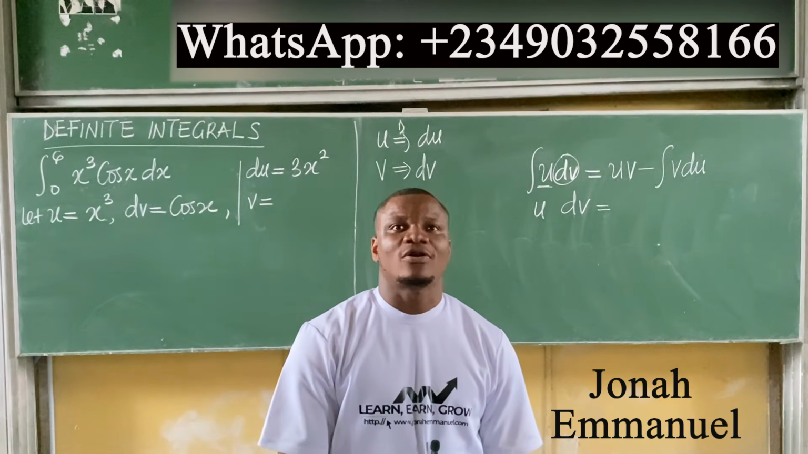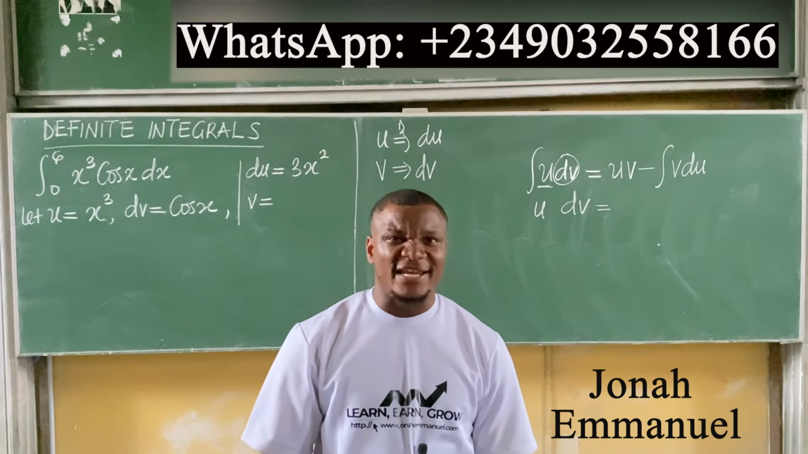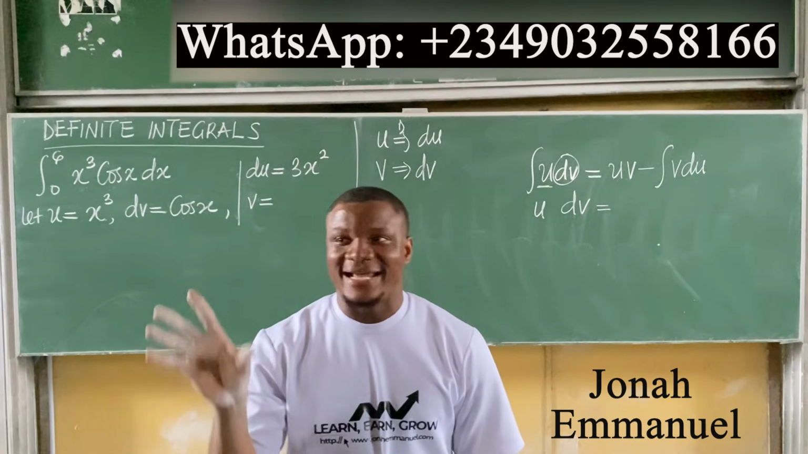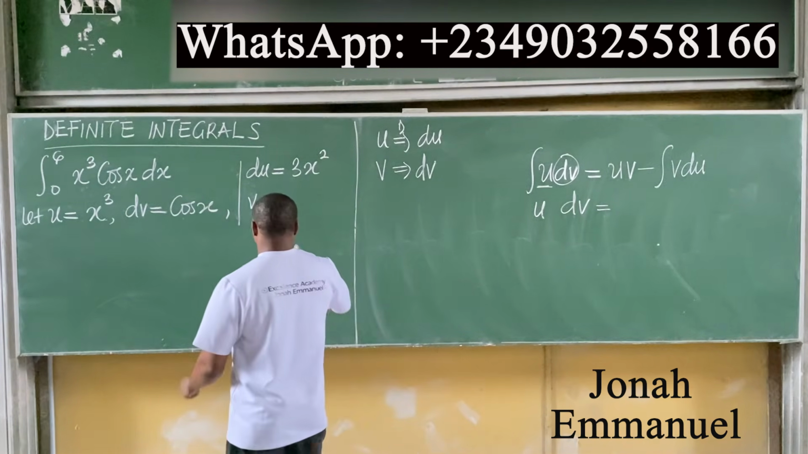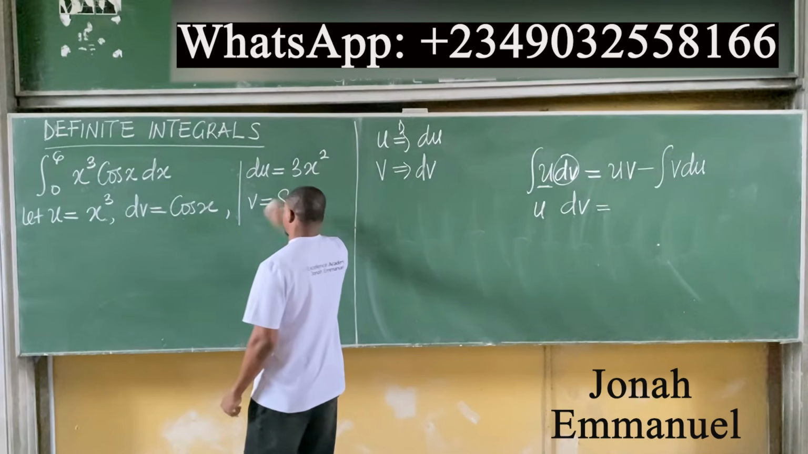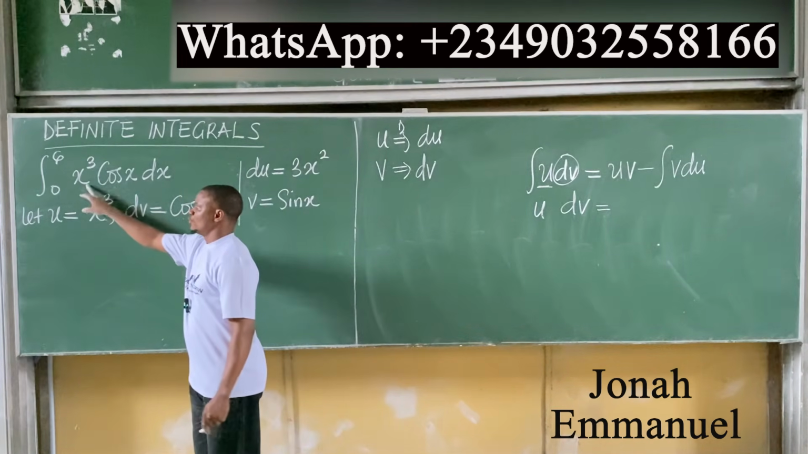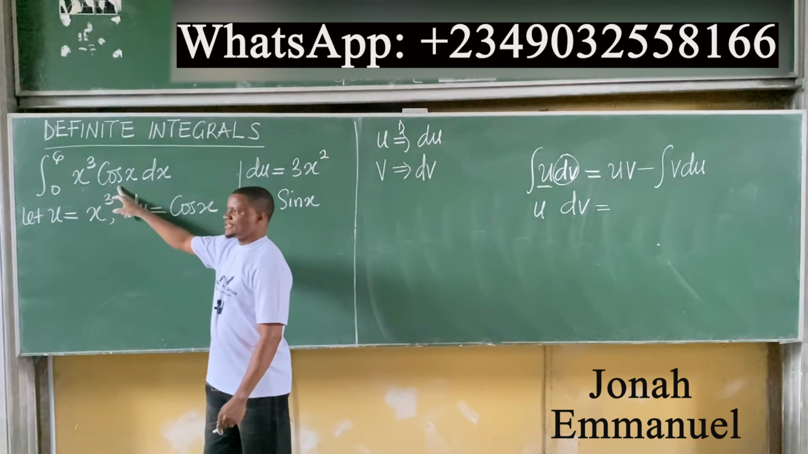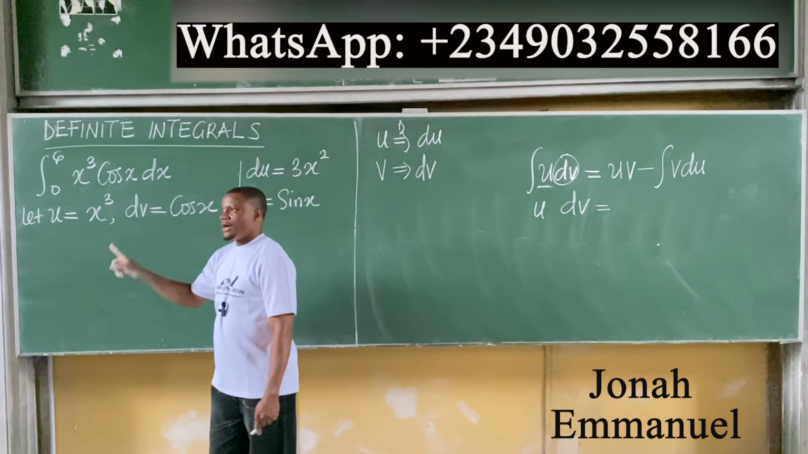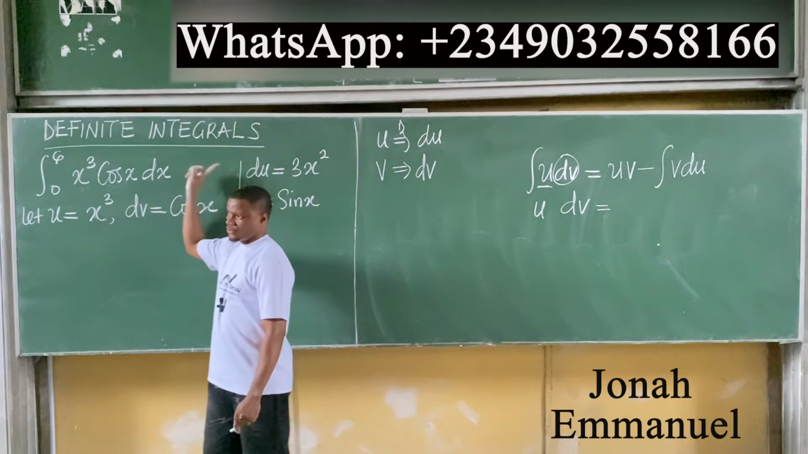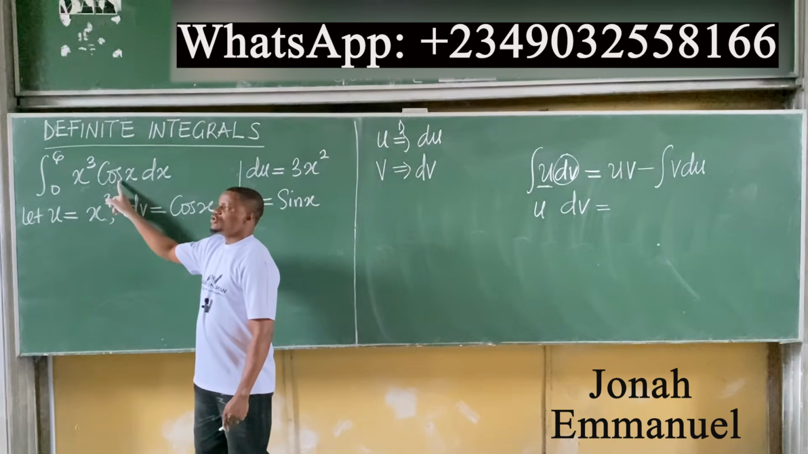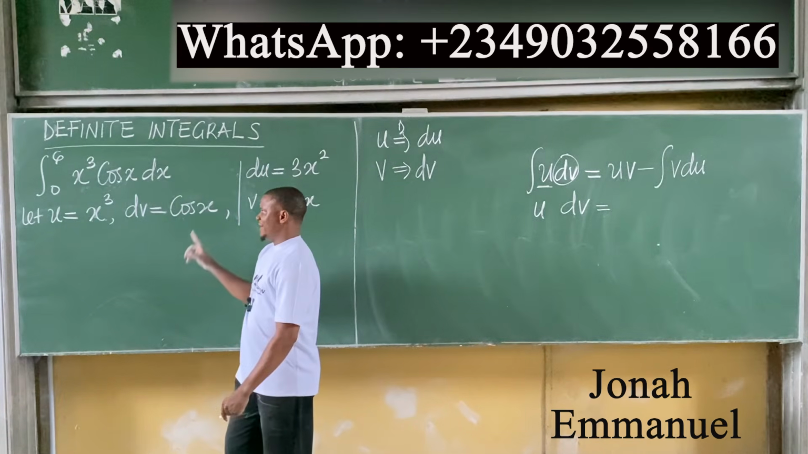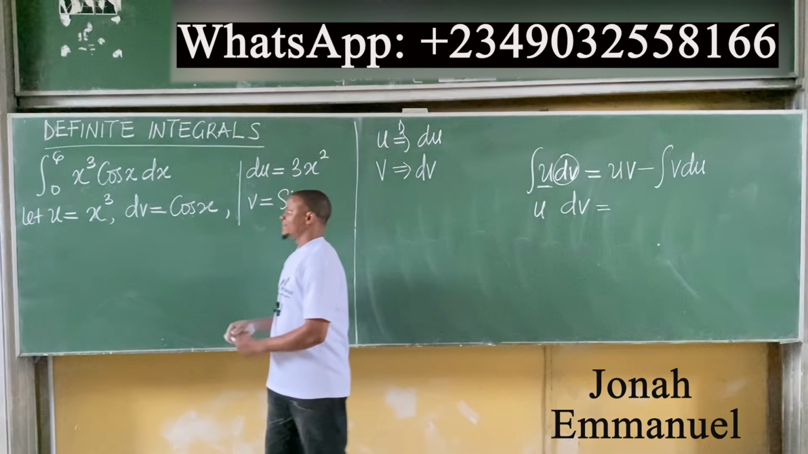If I differentiate cos x, I'll have minus sin x. If I integrate cos x, I'll have sin x. So v is equal to sine of x. So it's quite simple. For these two, call one of them u, which is this. Call this dv. Try to get du. How do you get du? Differentiate u, you get du. This one is dv. How do you get v itself? Integrate it. If I integrate cos x, I'll have sine x.